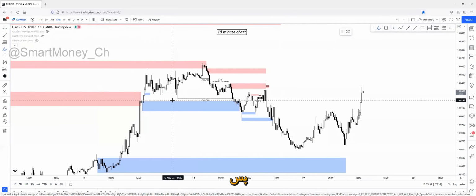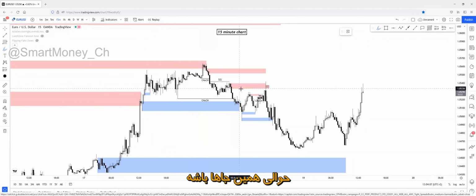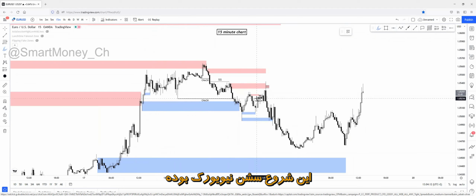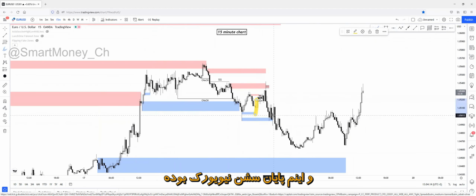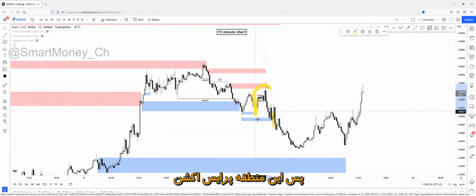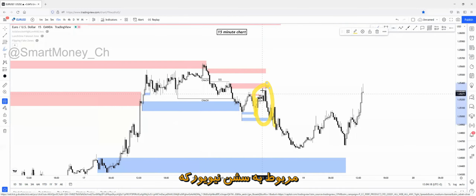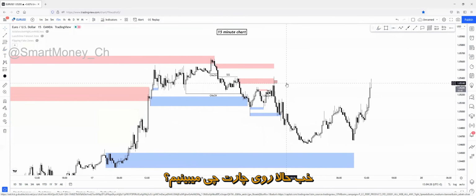So yesterday I started, that was 18th of May. So it started right somewhere around here. Here was the beginning of the New York session. And that's the end of the New York session. So basically, this price action region was the New York session. Okay, what could we see on the chart?